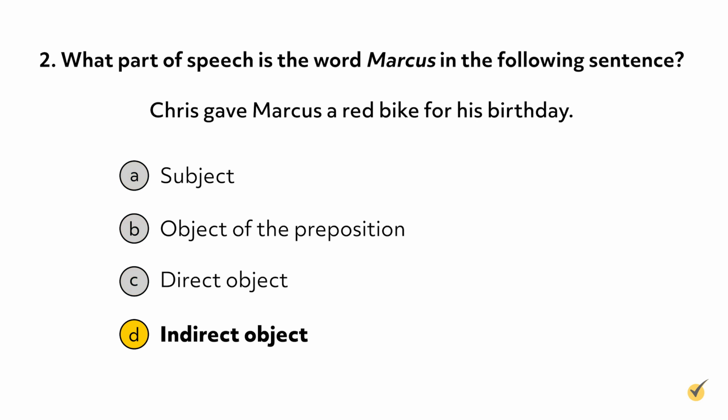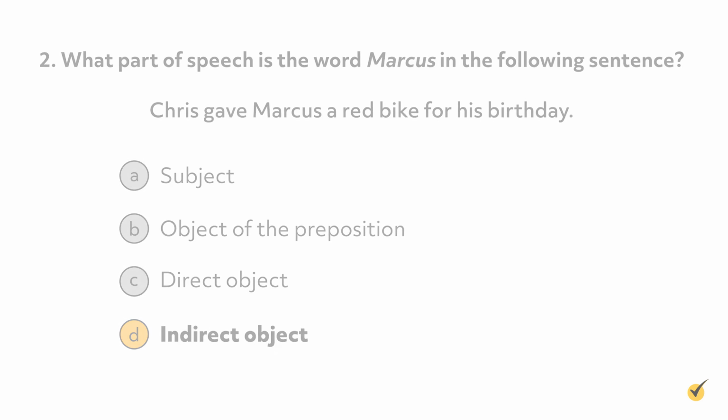The correct answer is D. The indirect object of a sentence is the person or thing that receives the direct object. In this case, the direct object is bike because the bike is what's being given. Marcus is the person being given the bike, so Marcus is the indirect object.